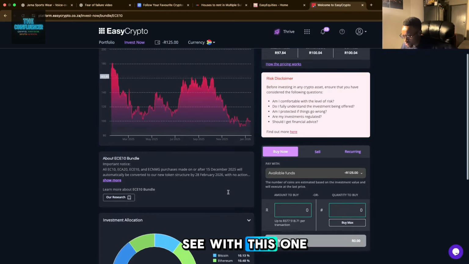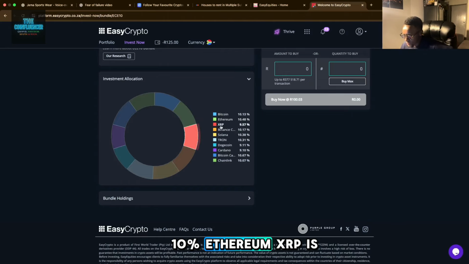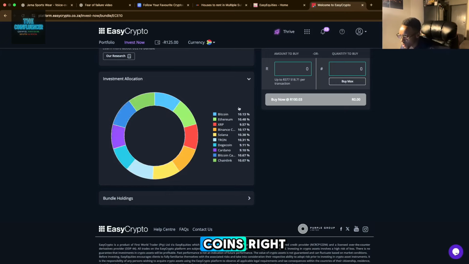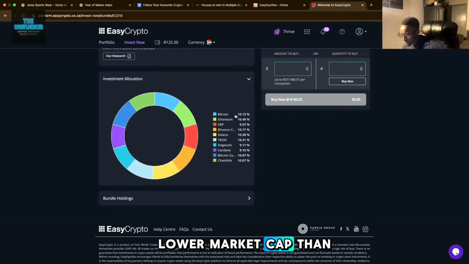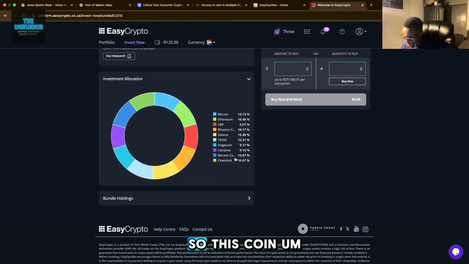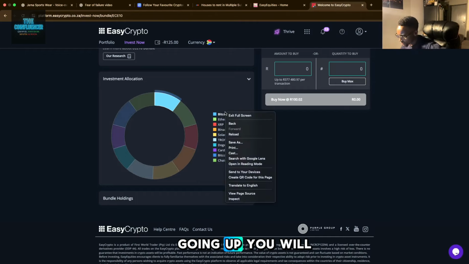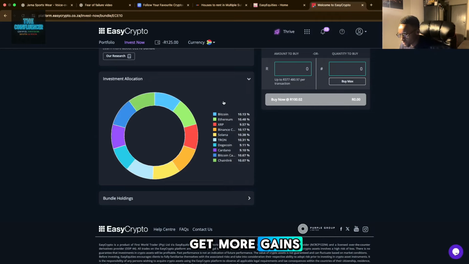Okay, so as you can see with this one, there's only 10% in Bitcoin, 10% Ethereum, XRP is about 10%. You see, so this one is evenly distributed. So it's the same coins, right? But here it's evenly distributed. So meaning that even lower market cap coins than Bitcoin and the top coins have an equal distribution. So this one, you will see it's a high risk, high reward. So if things are going up, you will get more gains, more profits. You'll get a higher return on your money.